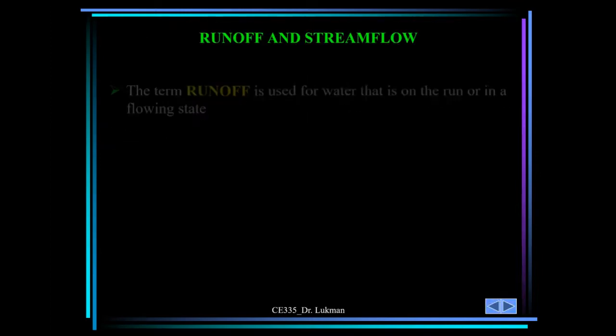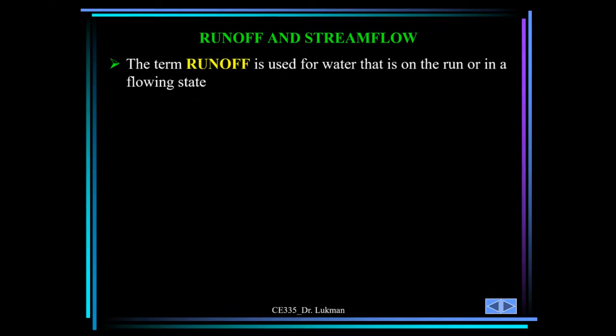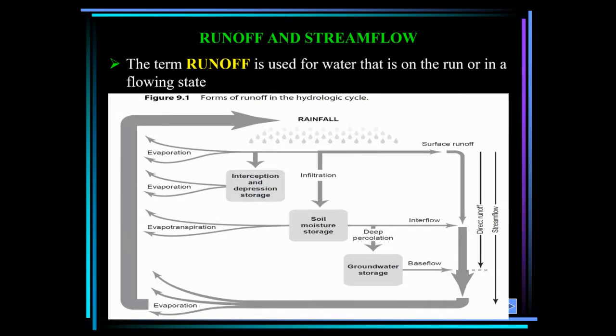Runoff and stream flow. This we have already started explaining in chapter 4 under infiltration. The term runoff is used for water that is on the run, it is running or in a flowing state. Forms of runoff in the hydrologic cycle: you have rainfall, which is the main input into the system.